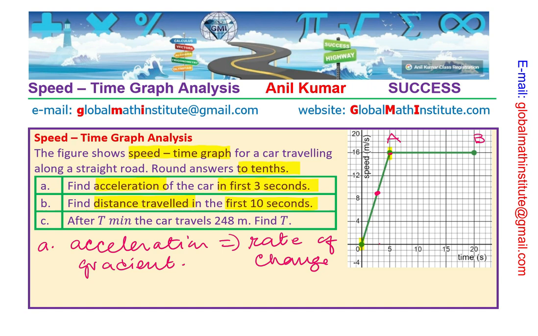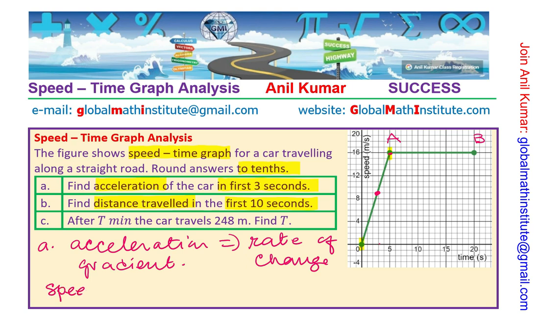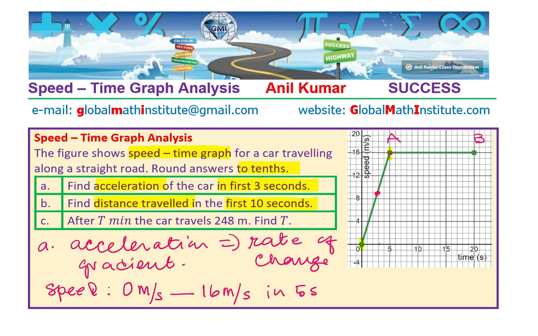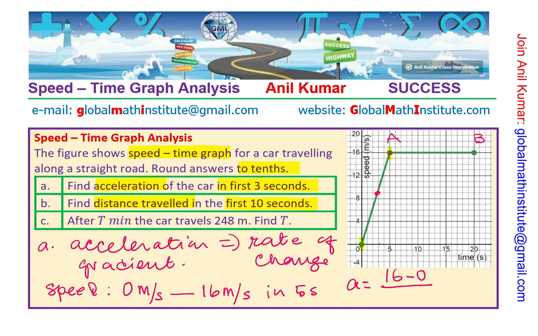Speed here is equal to 16 meters per second, right? So it reaches from speed of 0 meters per second to 16 meters per second in 5 seconds. You get the idea. In 5 seconds. So the rate basically or acceleration is equal to change in speed, which is 16 minus 0, over change in time, which is 5 minus 0, right? So that's what you get.